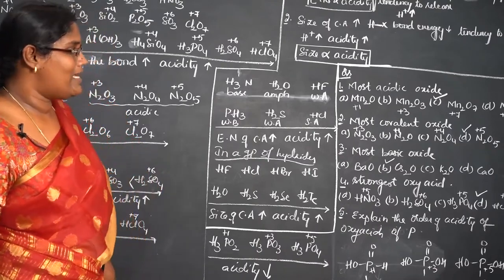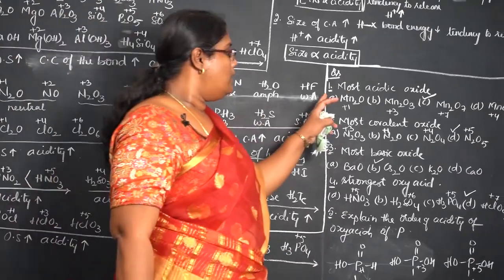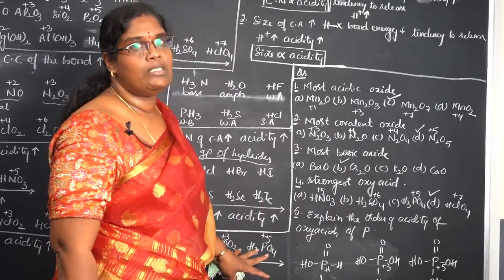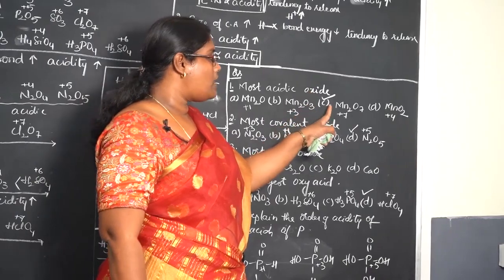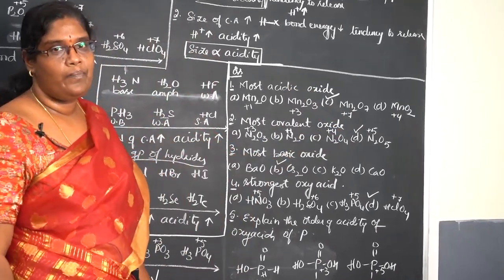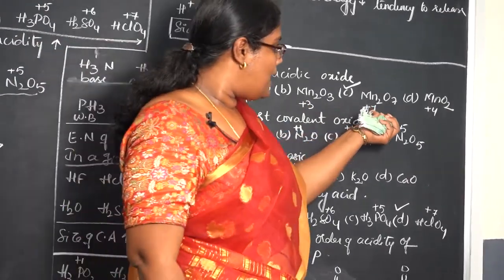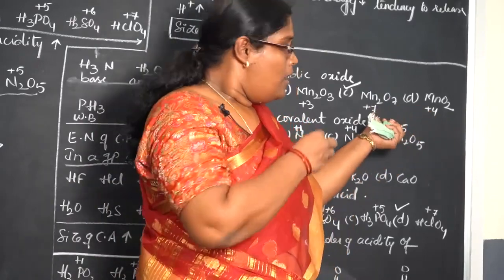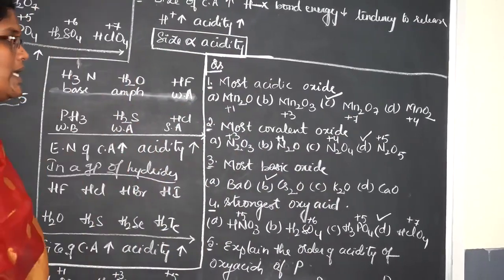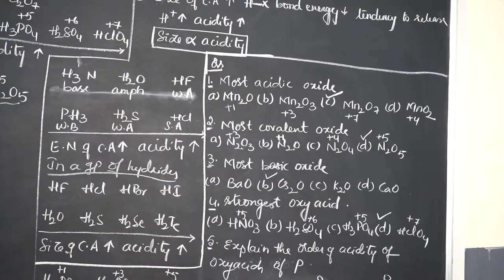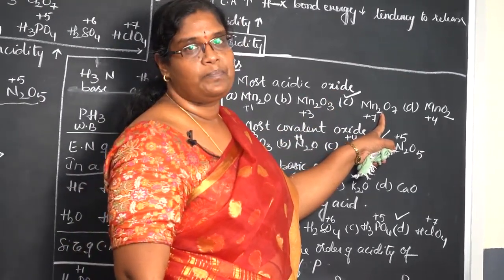Now, when we see the questions based on acidity and basicity, first I am taking the oxides. These are all previous year questions. First one, you are asked for the most acidic oxide among the manganese oxides. Here the oxidation states are +1, +3, +7, +4. We have already concluded that oxidation state is directly proportional to acidity. Therefore, the most acidic oxide is Mn2O7.